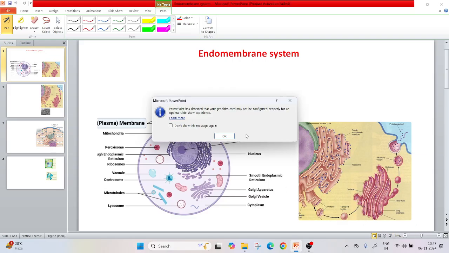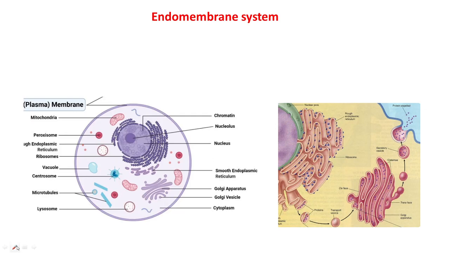Hello everyone. Today we will learn about the endomembrane system. So what is the endomembrane system? Endo means inside, and membrane means, of course, the membrane. So the endomembrane system means the system that is present inside the membrane. Membrane here means the plasma membrane. That means a system present inside the plasma membrane is called the endomembrane system.